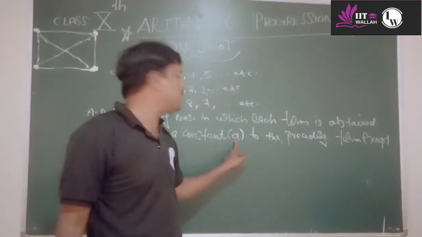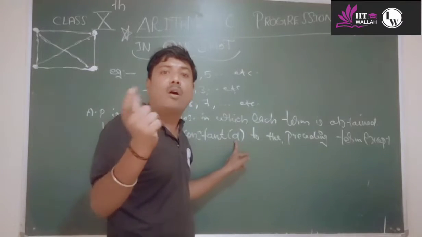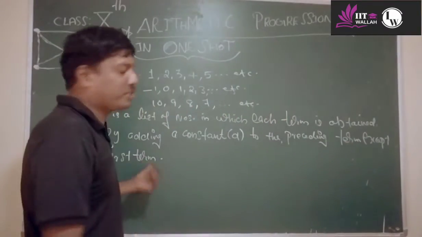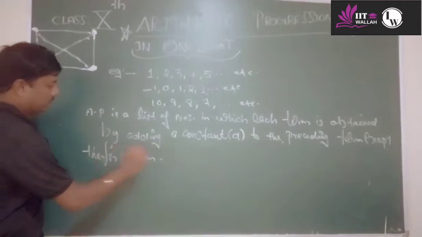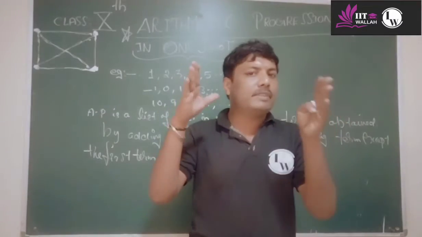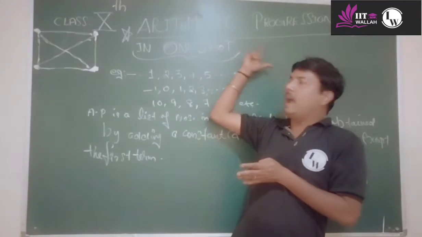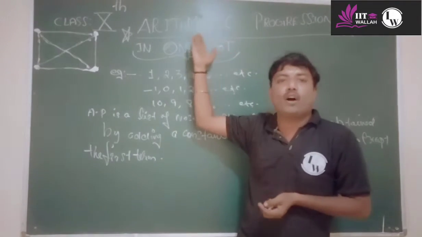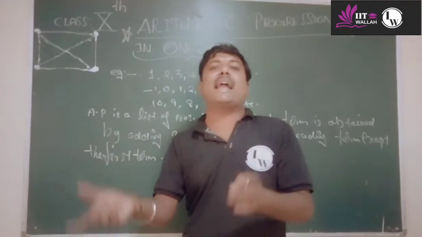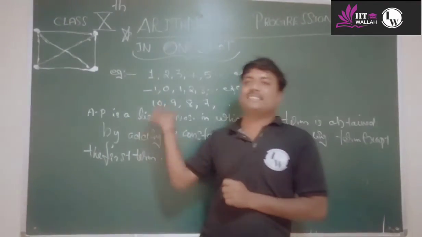constant d. That constant we are calling d, or common difference. This is the difference, and it is common in all consecutive terms. That means it is common difference to the preceding term except the first term. Except the first term. You got it? The definition? In mathematics, if we start a chapter, first of all we need to understand what is the meaning of the heading. Arithmetic progression, what is the meaning of that? That means it is a sequence of numbers in which each term is obtained by adding a constant to the preceding term except first term, because the sequence is starting from the first term.